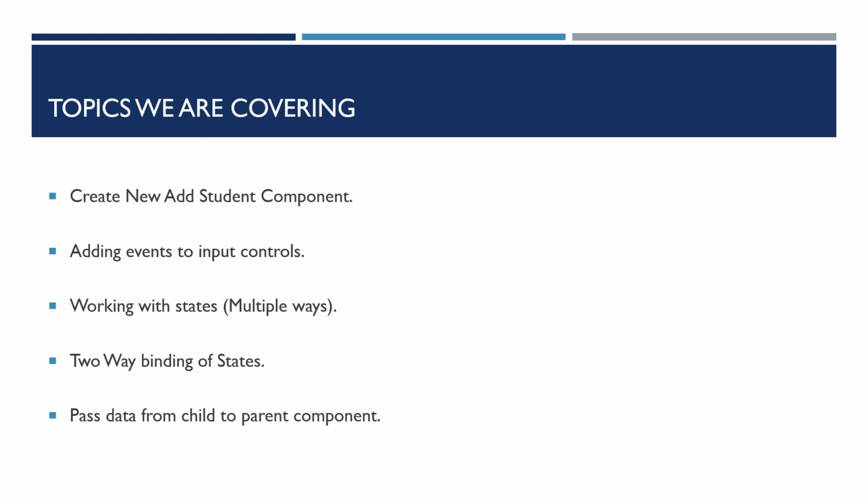And then we are going to do two-way binding of the states, and we are going to pass data from child to the parent component. In the previous video, we have seen we can pass the data from the parent to child, but now we are going to learn how we can pass data from child to parent, right?